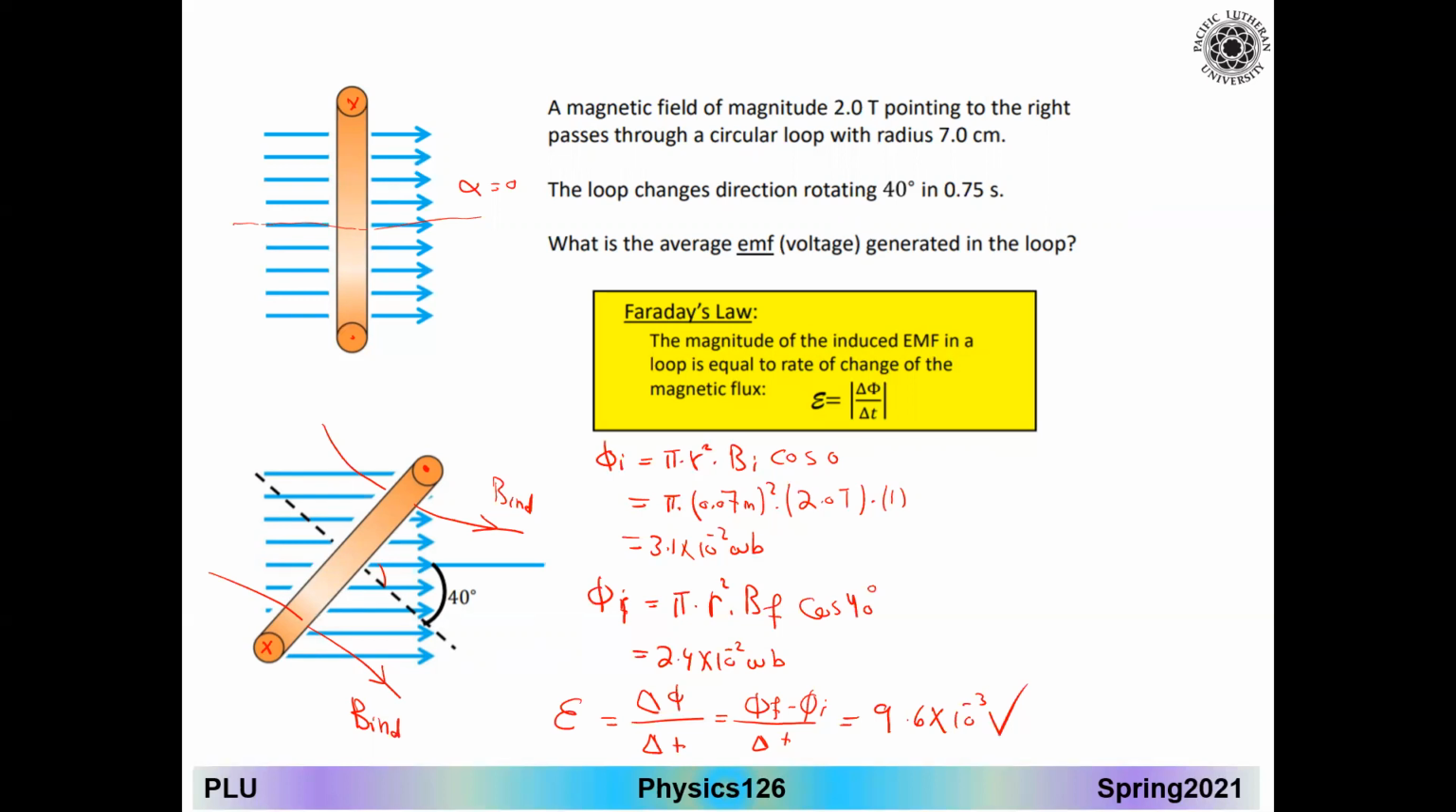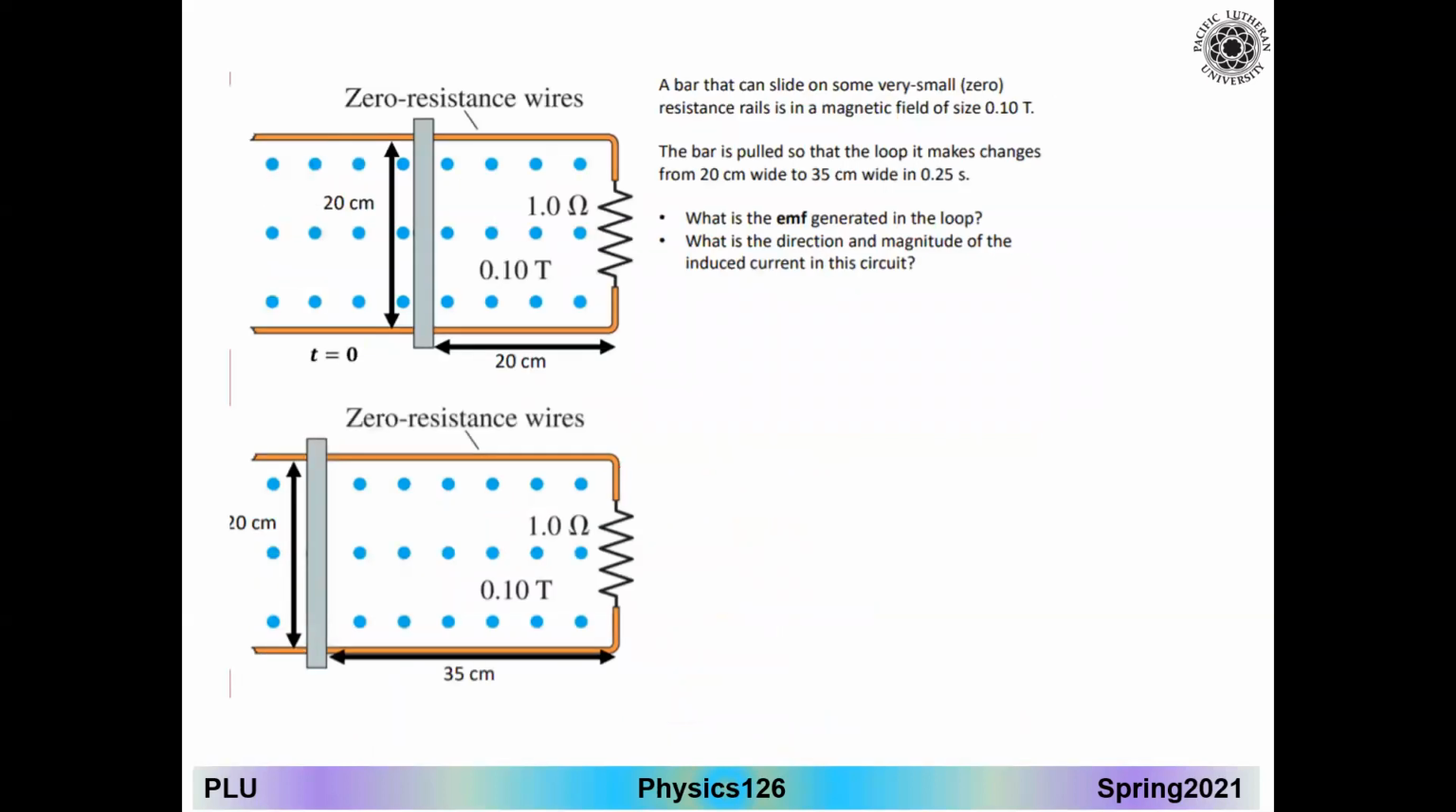Now let's see an example of how to deal with the EMF as a magnitude. We can treat it as an electric circuit. Here we have a rail and a rod moving on that rail. We have two situations: the bar slides from 0 distance, and the magnetic field is 0.1 Tesla. The bar is pulled out, moving to the right or left, and the change takes just 0.25 seconds, delta t. So what EMF is generated in the loop, and what are the direction and magnitude of the induced current?